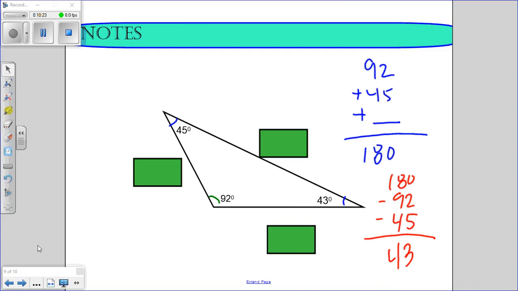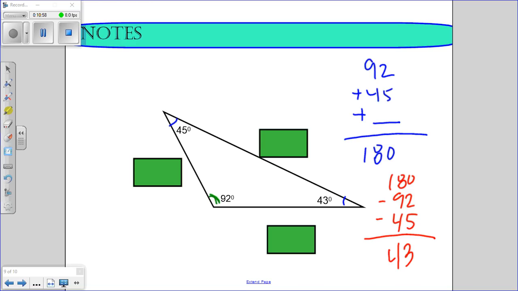Okay? So typically those are the kinds of problems you're going to see. You're going to be given a triangle with two angles, and you're going to need to figure out that third one. So we're just taking 180 minus the other two angles. All right, the second part of that said that the largest angle was across from the longest side. What that means is, what's our biggest number here? 92. That means that 92, this angle right here, is our largest angle because it's the biggest number, okay?